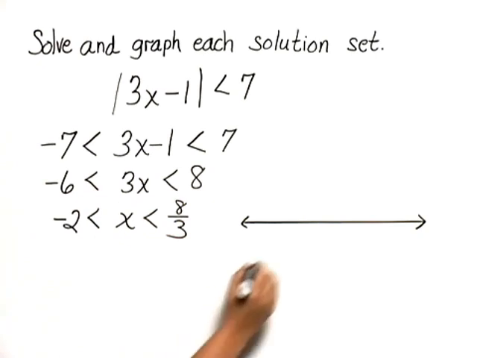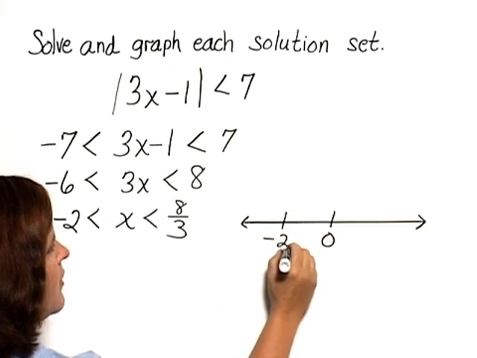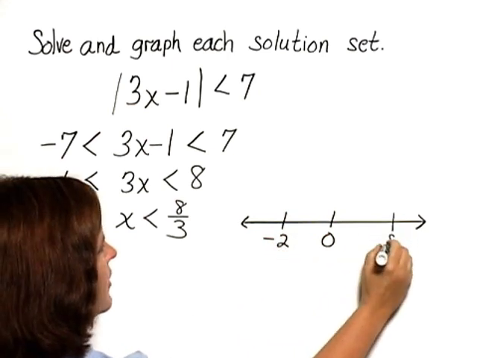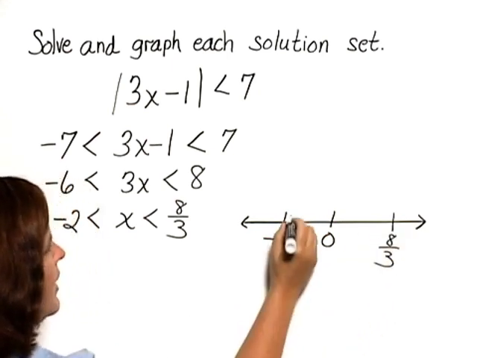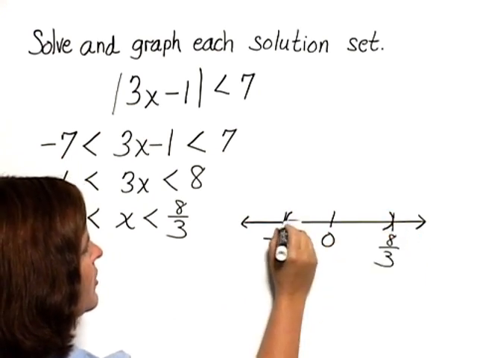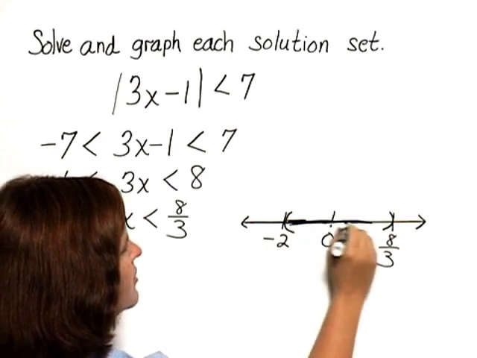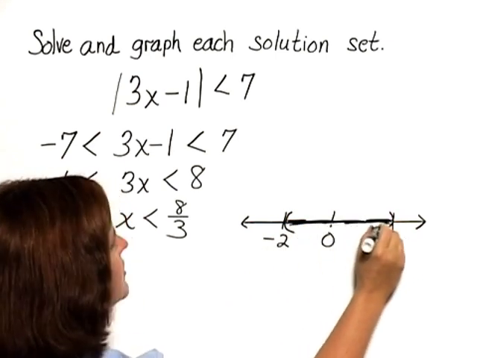To graph this, we mark off a negative 2 and a positive 8/3, and we shade in the numbers between negative 2 and 8/3, not including the endpoints because we do not have less than or equal to signs.